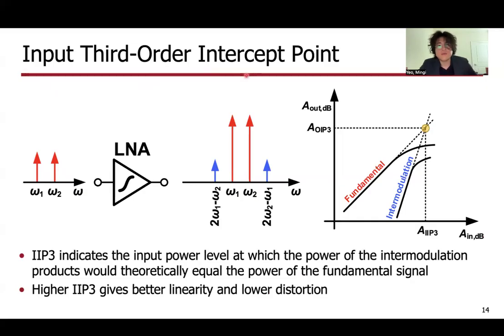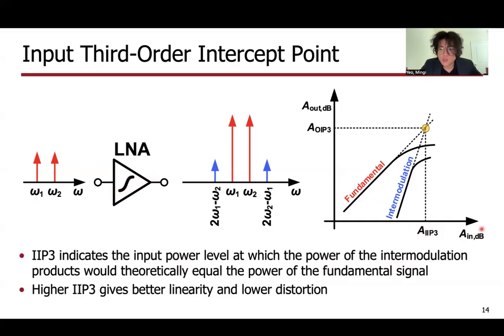Input third order intercept point is a measure of the LNA's linearity. So how it works is that when there are two input tones at omega 1 and omega 2, the output spectrum will contain the amplified versions of the input tones at omega 1 and omega 2, and it would generate these intermodulation terms at 2 omega 1 minus omega 2 and 2 omega 2 minus omega 1. These intermodulation terms are created due to the nonlinearity in the LNA.